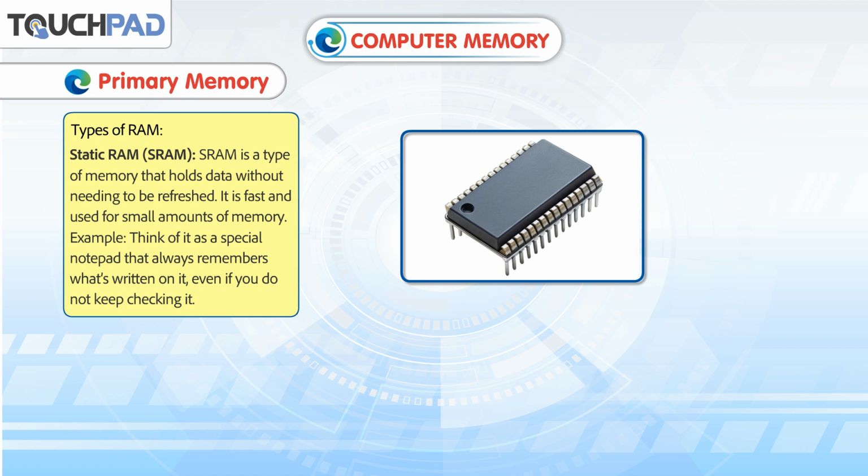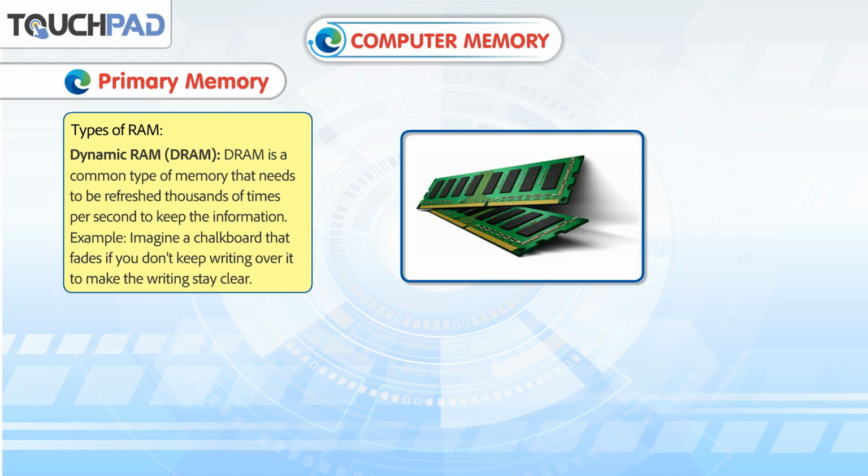Types of RAM: static RAM, SRAM. SRAM is a type of memory that holds data without needing to be refreshed. It is fast and used for small amounts of memory. Example, think of it as a special notepad that always remembers what's written on it even if you do not keep checking it.